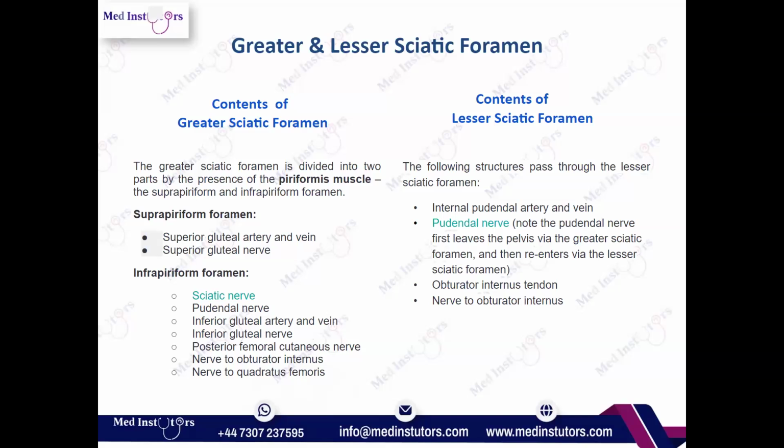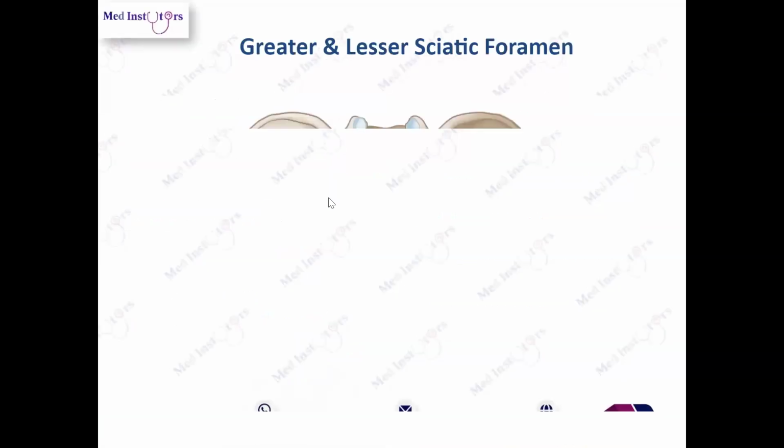The space above the piriformis muscle is known as suprapiriform foramen, and below the piriformis, it is infrapiriform foramen. So what are the contents which are above piriformis muscle? Don't worry if you don't understand this right now. In the next slide, I will show you the diagram, then you can better retain the information, the contents of foramens. So now let me show you the diagram.